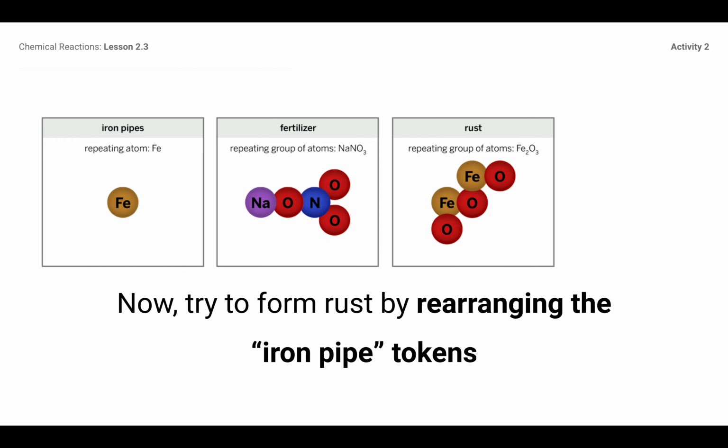And then I said, okay, now go ahead and rearrange the iron pipe tokens and create a rust token. And it didn't take very long for everybody to realize you can't do that. The reason you cannot make rust from just iron is because what's missing? You're missing the oxygen atoms. So there's no way that the iron pipes by themselves can react and create rust.